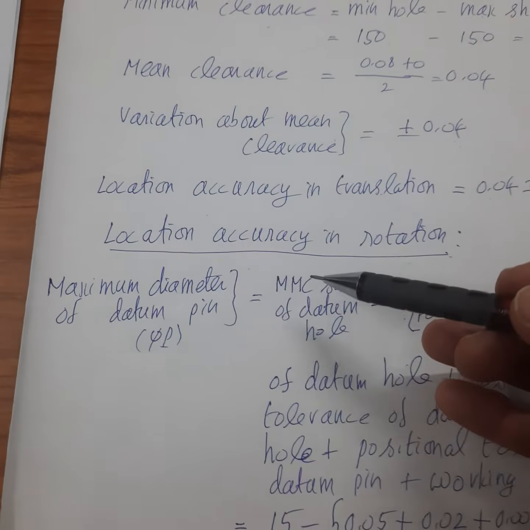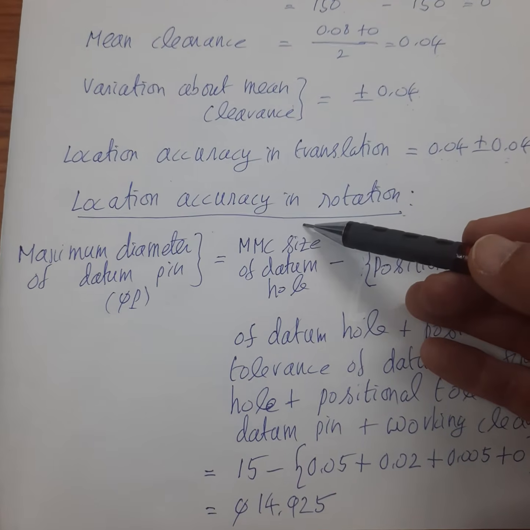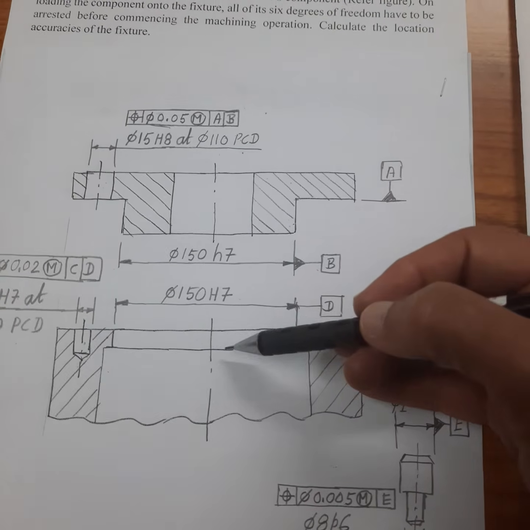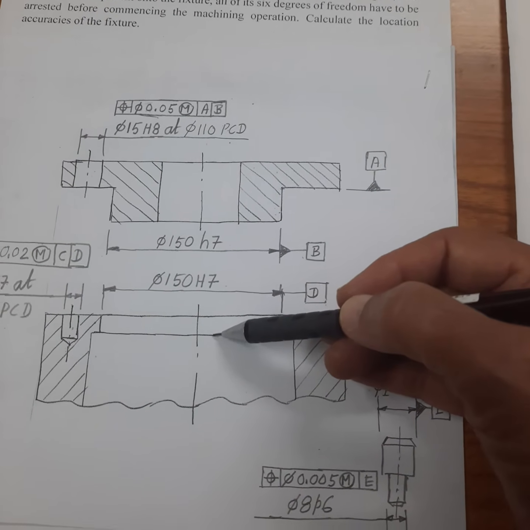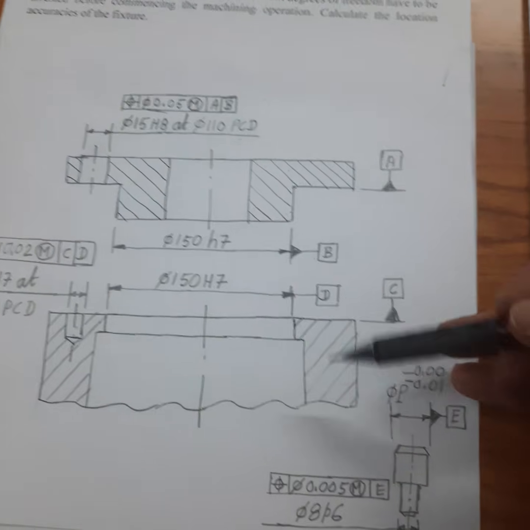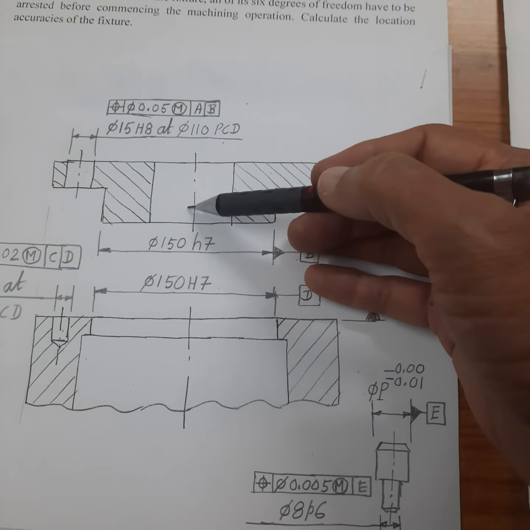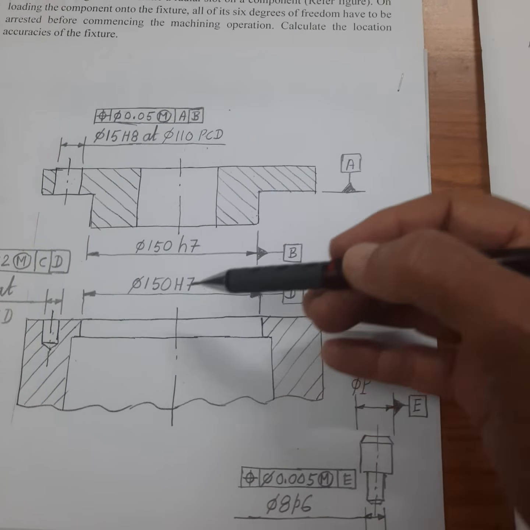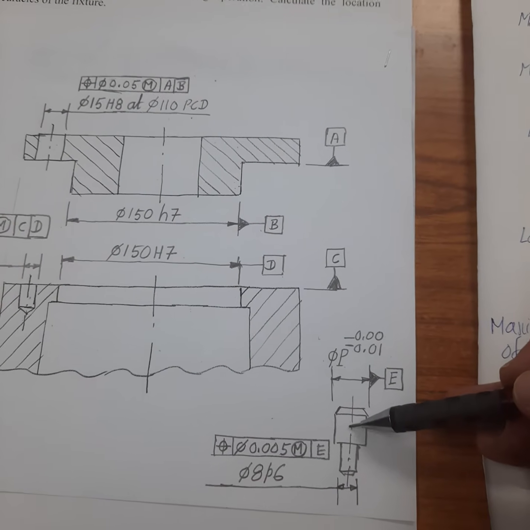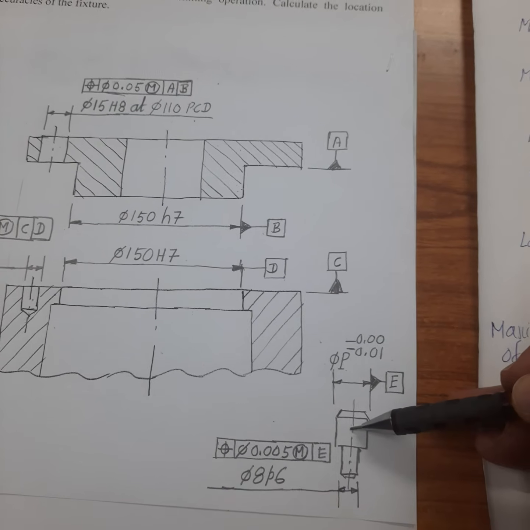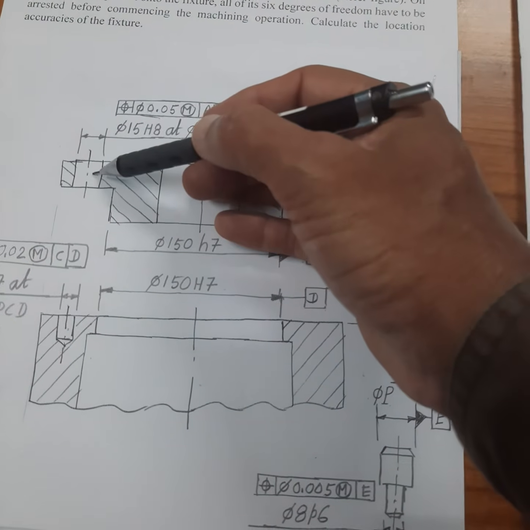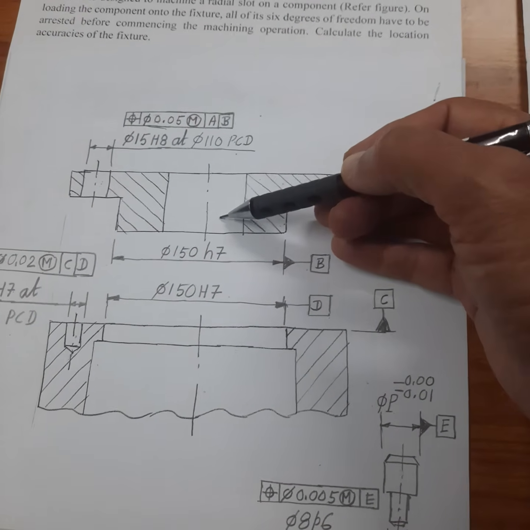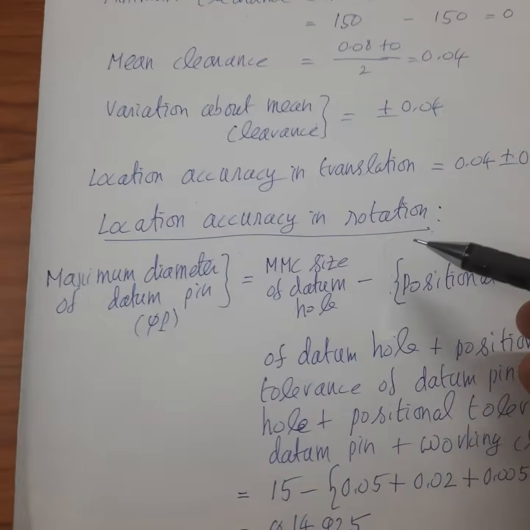Now let us see how to find the location accuracy in rotation. When the component is assembled or loaded onto the fixture, this pin is trying to arrest the rotation of the component with respect to the fixture. But since a clearance fit is chosen between this diameter of the pin and this diameter of the hole, the rotation about the vertical axis is not fully constrained. So that calls for location inaccuracy in rotation.